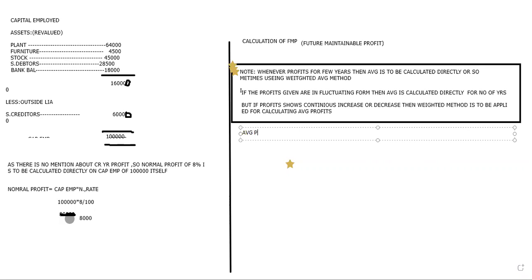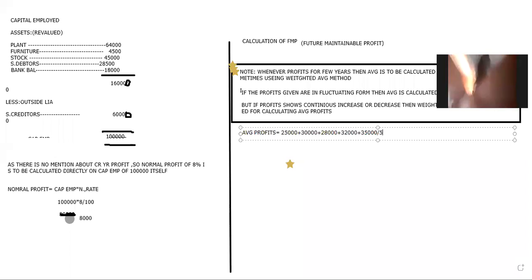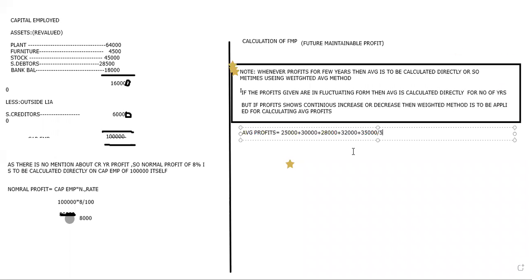So average profit is equal to, first year how much did he give? 25,000 plus 30,000 plus 28,000 plus 32,000 plus 35,000. Please add and tell me how much. Divided by how many years? 1, 2, 3, 4, 5. Divided by 5 years. So how much is 25,000 plus 30,000 plus 28,000? 1,50,000, ma'am.